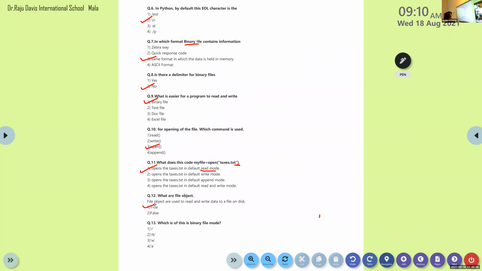What about the last one? We have gone through some of the binary file modes. So here, which is the binary file mode? Second. B stands for binary, right? So second one is the answer.